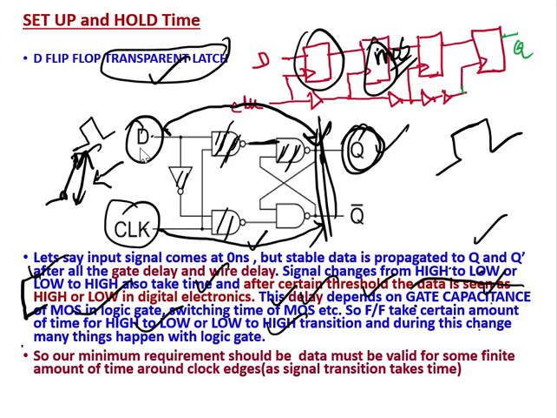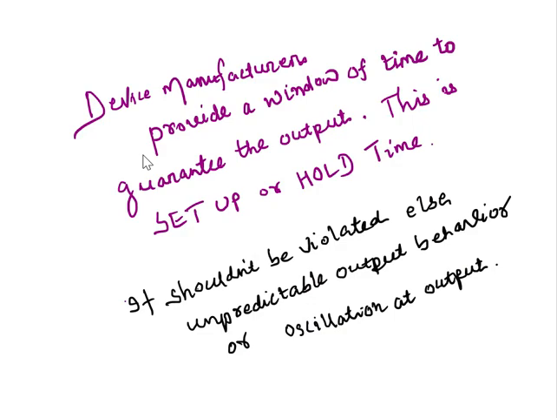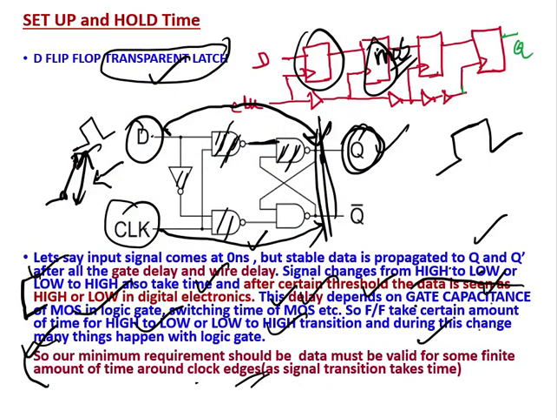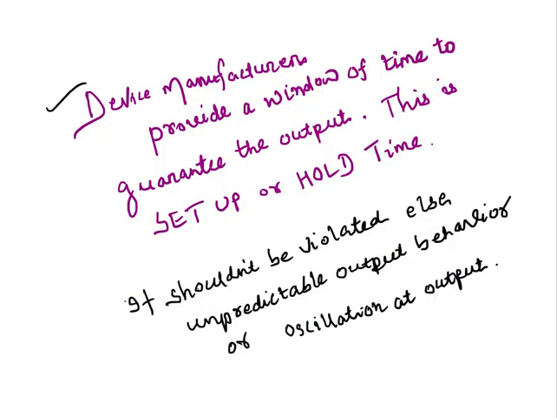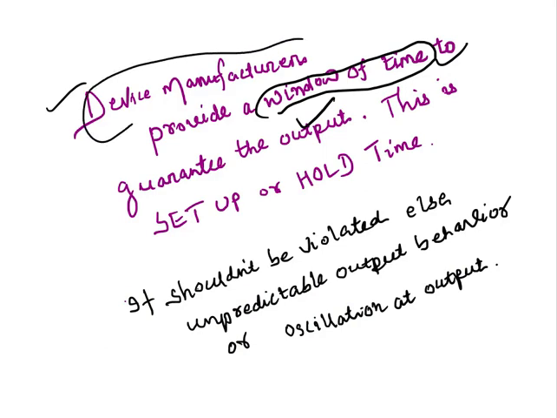So what we have to remember here is our minimum requirement: data must be valid for some finite amount of time around the clock edge. This one we will see again, I will explain this line. Anyhow we are going to get delay due to various reasons, so what device manufacturers do is provide a window of time, a finite amount of time, to guarantee the output. What you have to remember is that the setup time and hold time are provided by the device manufacturer. They are not provided by the gate itself.